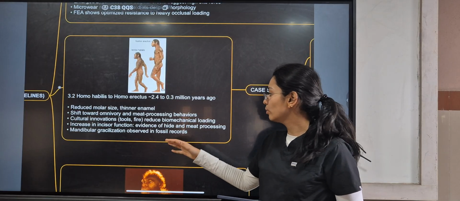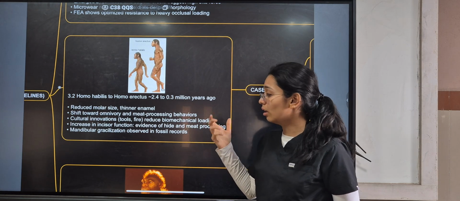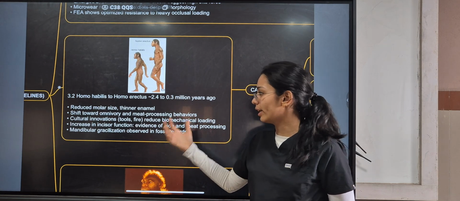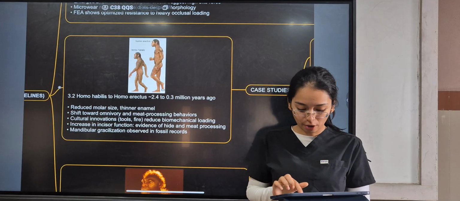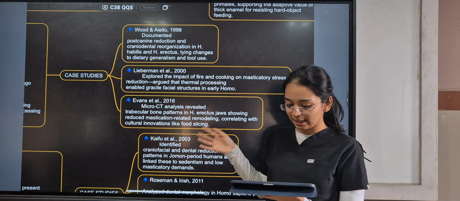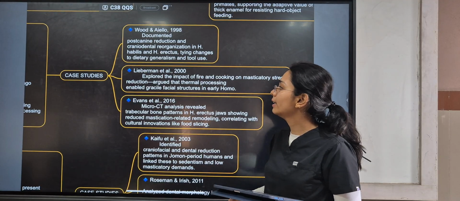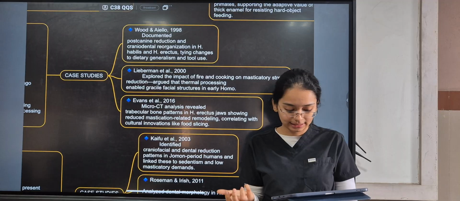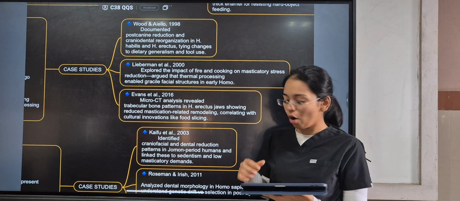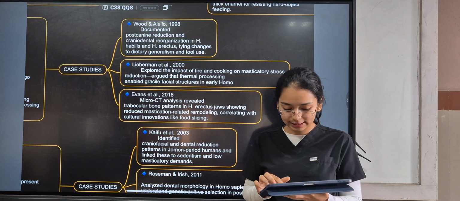So the evidence was seen, and meat processing was also done during their time. Mandibular gracilization was observed in some of the fossil records. So there were some studies. One of the studies, by Lehman et al., explored the impact of fire and cooking on masticatory stress reduction. It argued that thermal processing enabled jaw gracilization in this species.